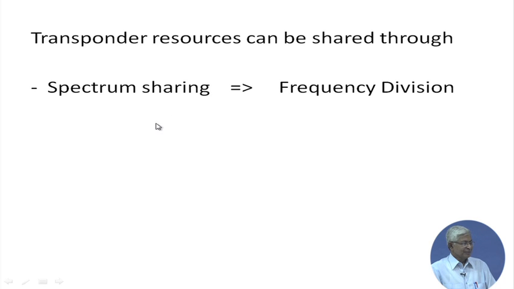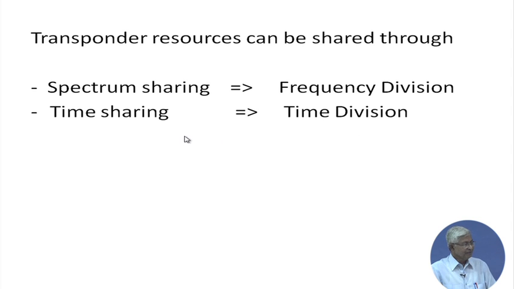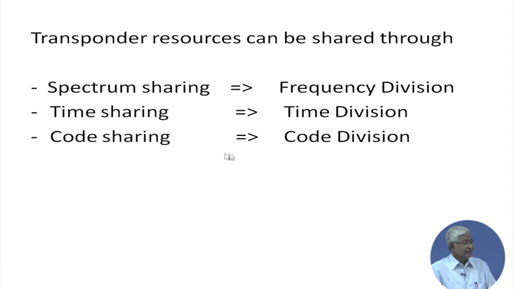If we share the spectrum, that is bandwidth, it is called frequency division multiplexing, or frequency division multiple accessing. In terms of time, if the users share the resource, then it is called time division multiple access or multiplexing. In terms of code, if we share, then it is called code division multiple accessing.